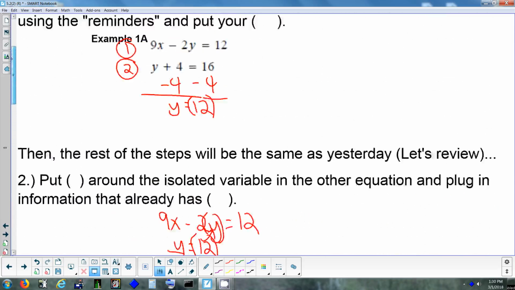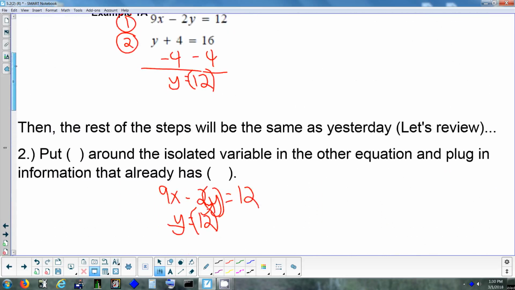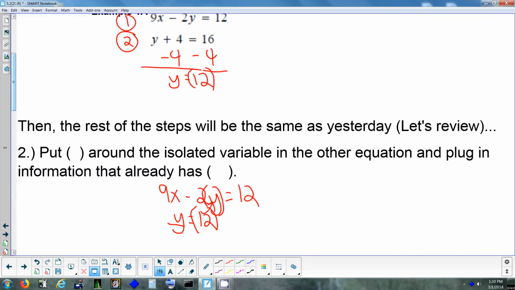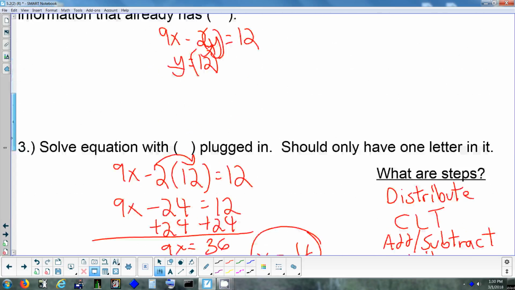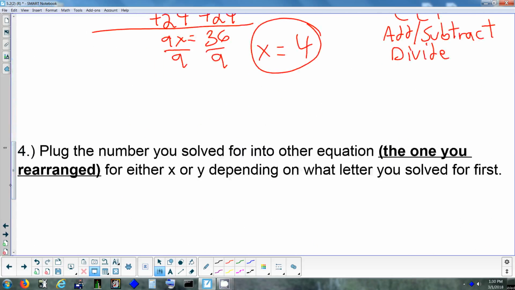What was the equation that I rearranged? Equation 1 or equation 2? You rearranged equation 2, right? And when I did that, what did I end up getting? Y equals 12. So in this case, guys, I didn't have to do any more work. It was already done for me. Because Y equals 12, there's nothing else we have to plug into. The answer's already there.